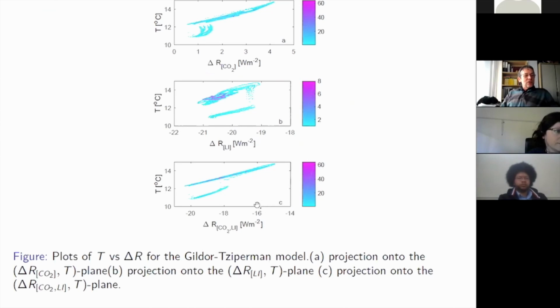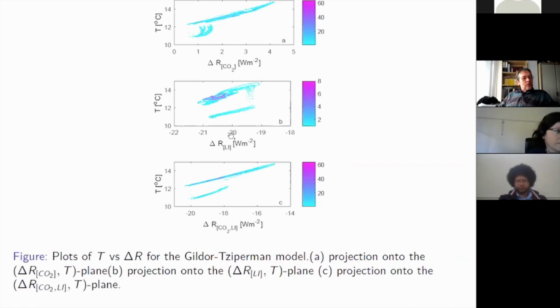And this is really just to illustrate that you can play the same game here. You can compute very long trajectories for this Gildor-Tziperman model. You can extract the observations of the radiative forcing and global mean surface temperature and try to explore the relationships between them. So if you just look at the radiative forcing, you can see that the responses you're going to get are not going to be very linear at all in either of the regimes.